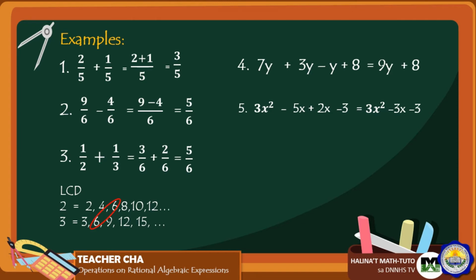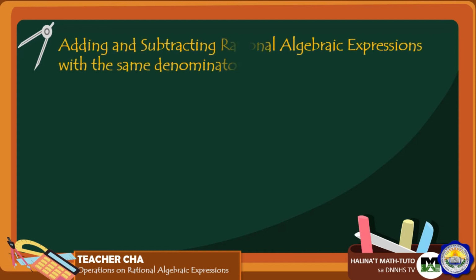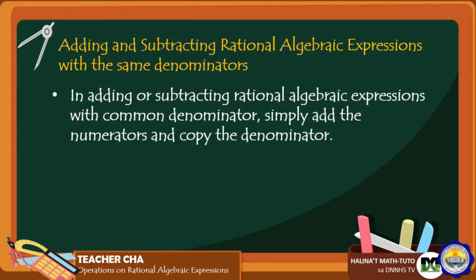Operations on rational algebraic expressions: adding and subtracting rational algebraic expressions with the same denominators. In adding or subtracting rational algebraic expressions with a common denominator, simply add the numerators and copy the denominator. The same rule is applied in fractions.